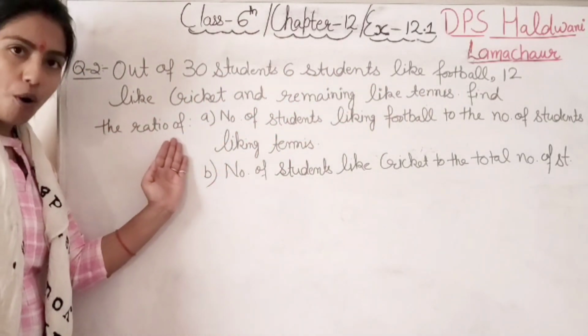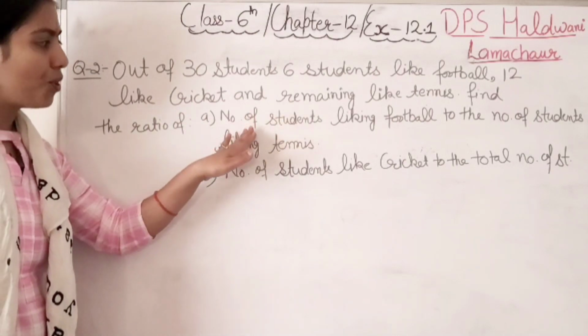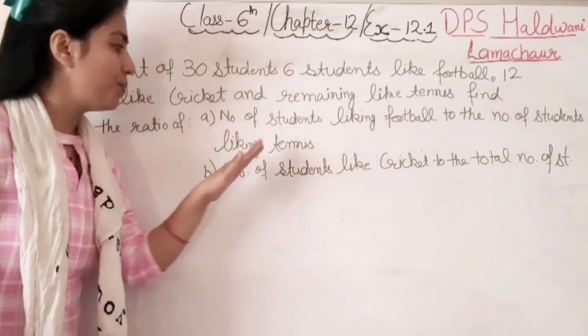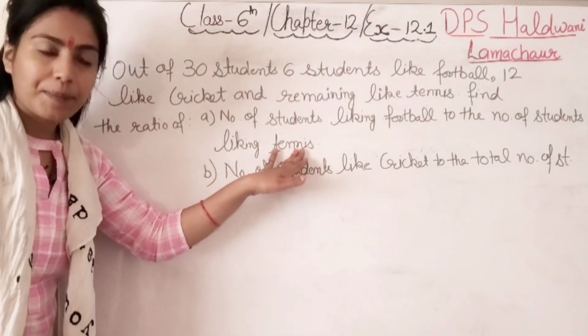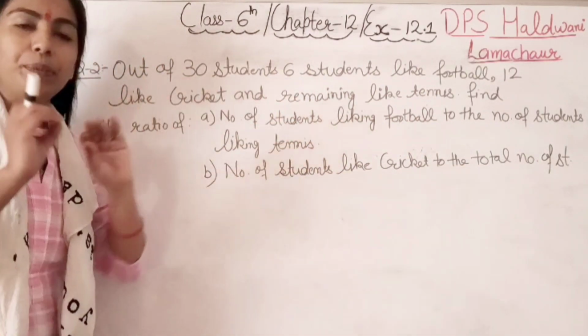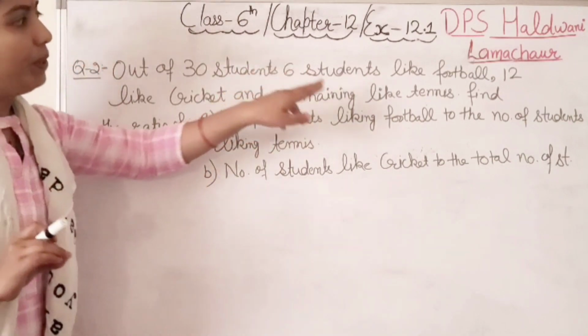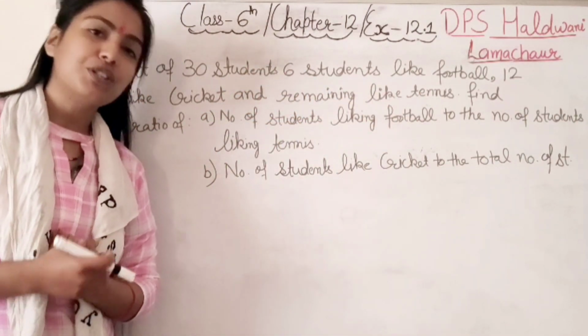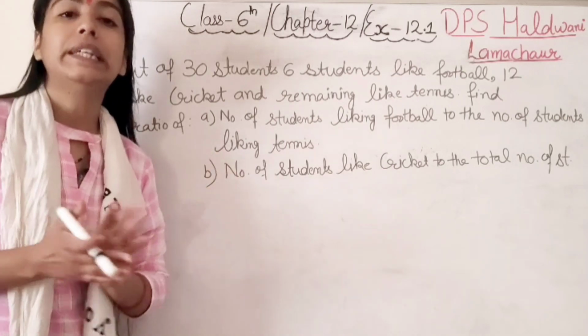Find the ratio of the number of students liking football to the number of students liking tennis. Right? It means tennis will be in the denominator. But the number of students who like tennis, you don't know. So how will you first find the number of students who like tennis?